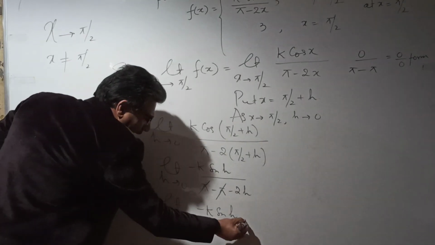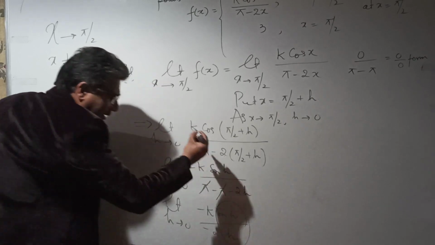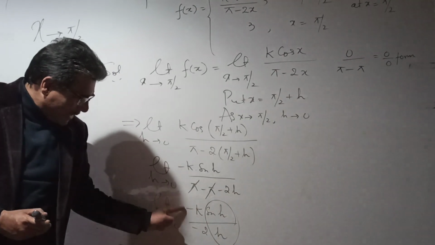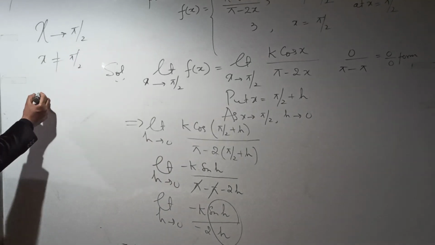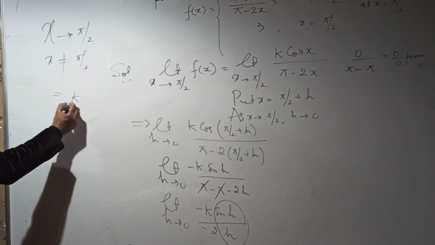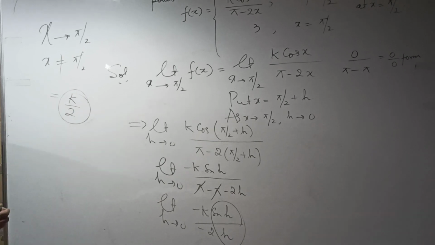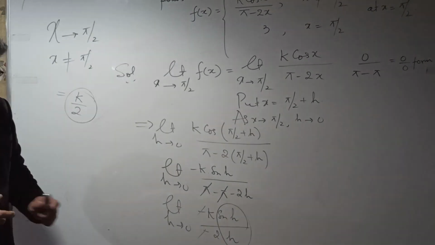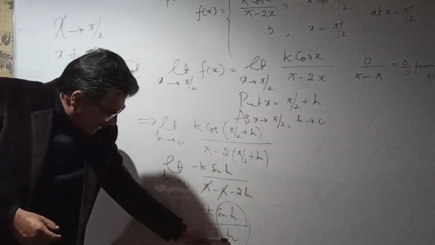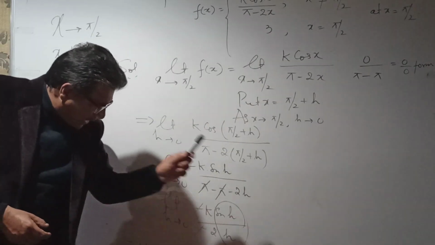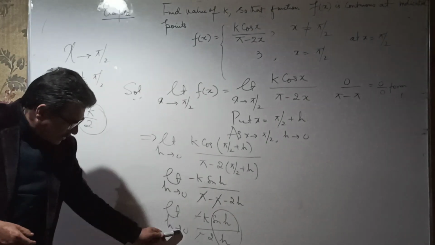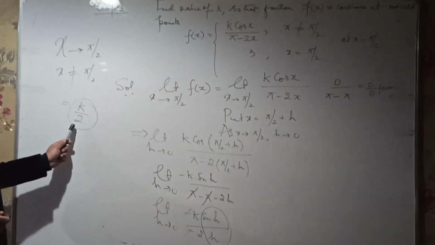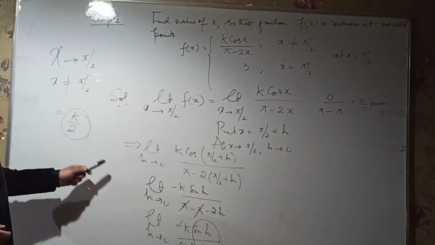Now what is sine h by h? We know trigonometric limits: sine h by h, when h tends to 0, will become 1. So minus and minus will get cancelled, and the limit is equal to k by 2. Remember, sine theta by theta will be equal to 1 when h tends to 0. So it is equal to k by 2. So k by 2 is the limit of this function.